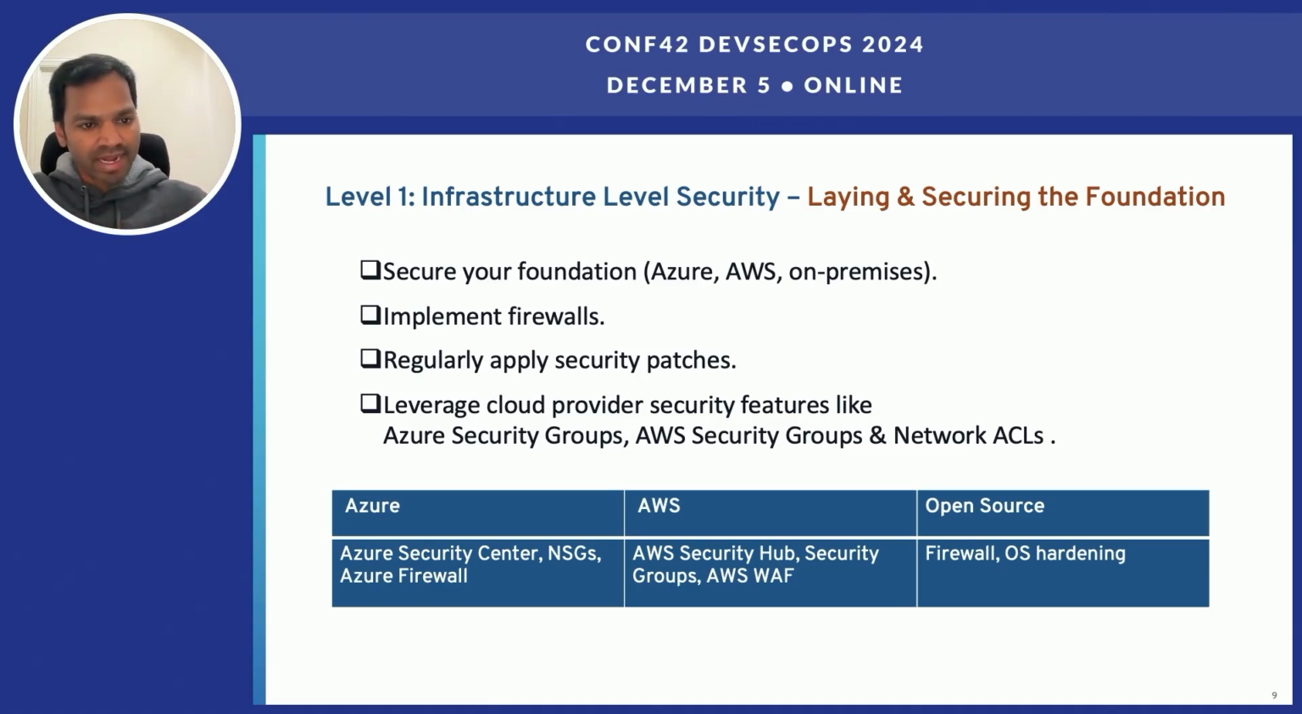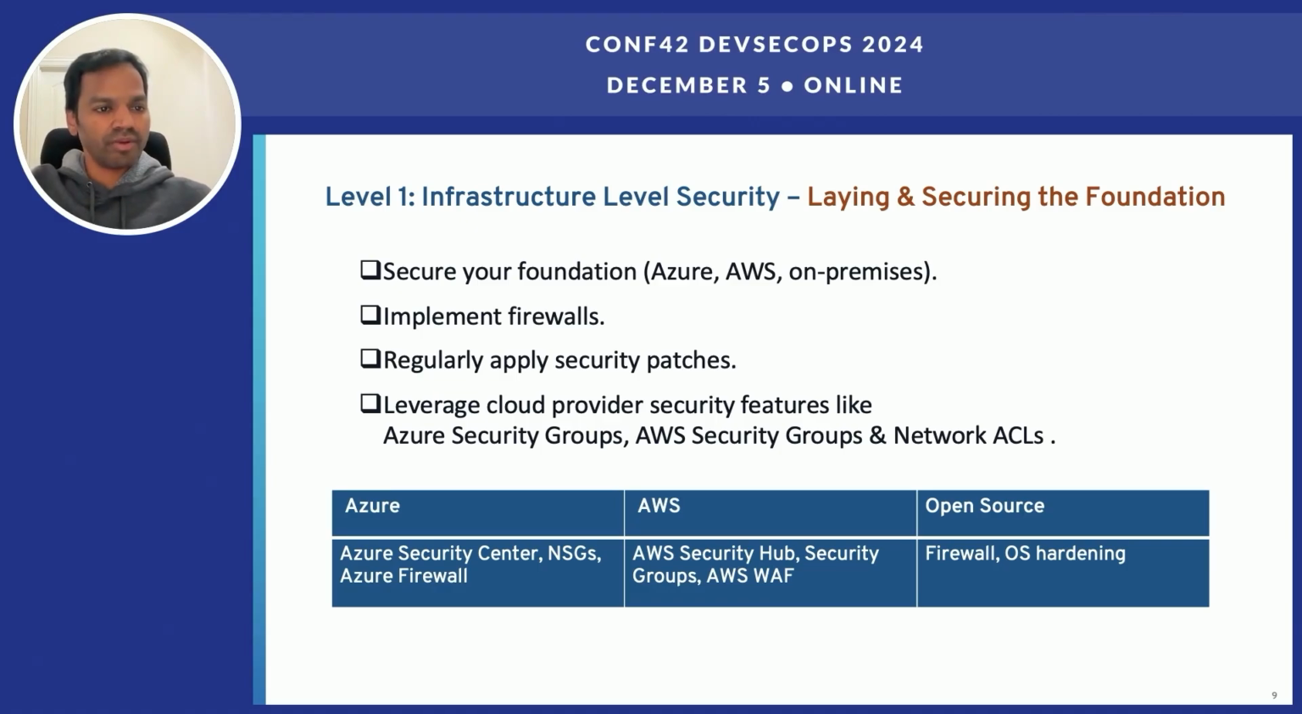I have come up with a matrix table with security tool options for cloud and open source. In the case of Azure, we have Azure Security Center, NSGs, and firewall, which can be utilized. For AWS, they have Security Hub, security groups, and WAFs. And for open source, we can have firewall and OS hardening, which can be used for applying the infrastructure level security.